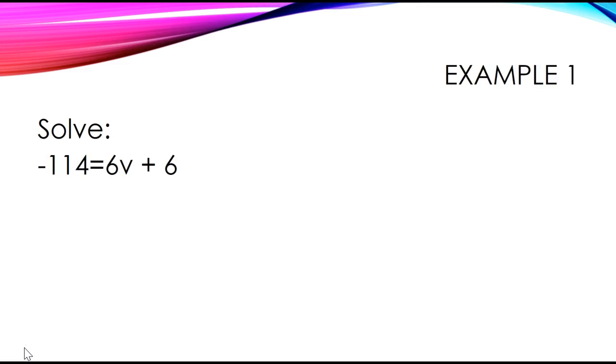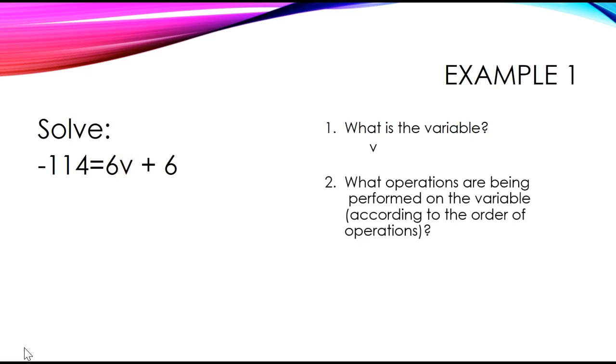As we look at our first example, we see that the variable is v. What operations are being performed on the variable? According to the order of operations, multiplication comes before addition. So, we are multiplying by 6, and then we are adding 6.